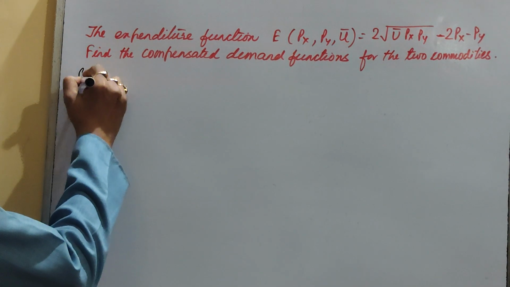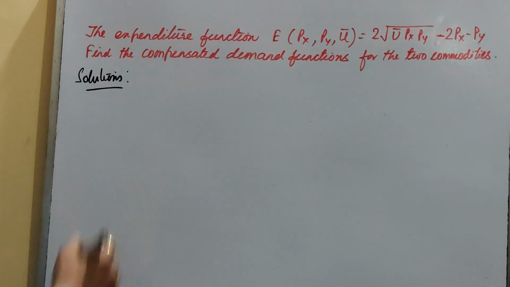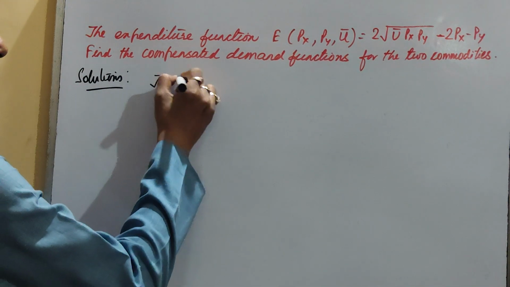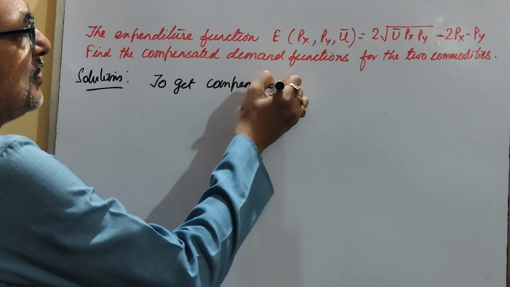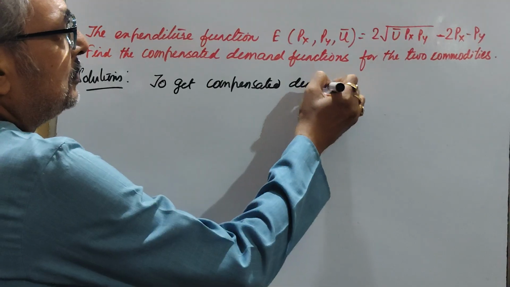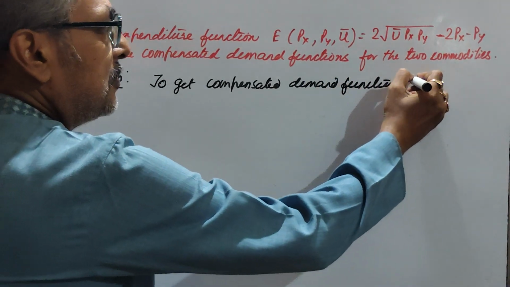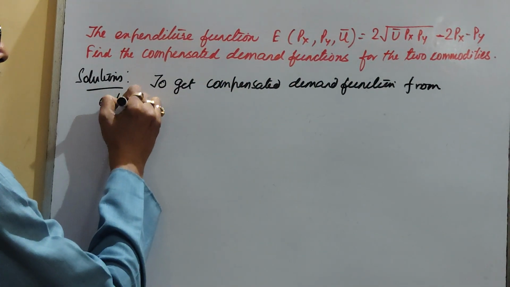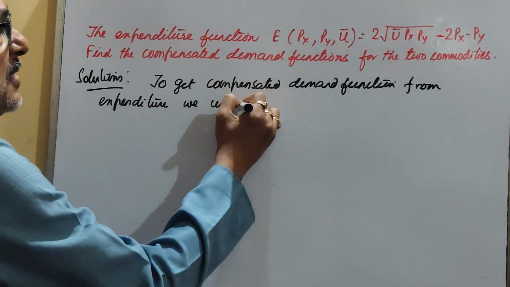The solution. How to get the compensated demand function from the expenditure function? To get the compensated demand function from the expenditure function, we use Shepard's lemma.